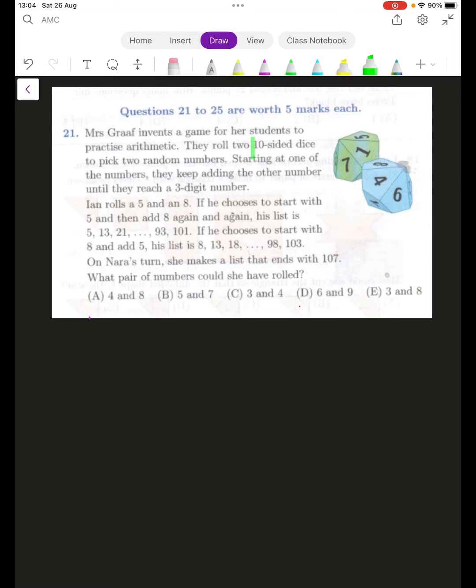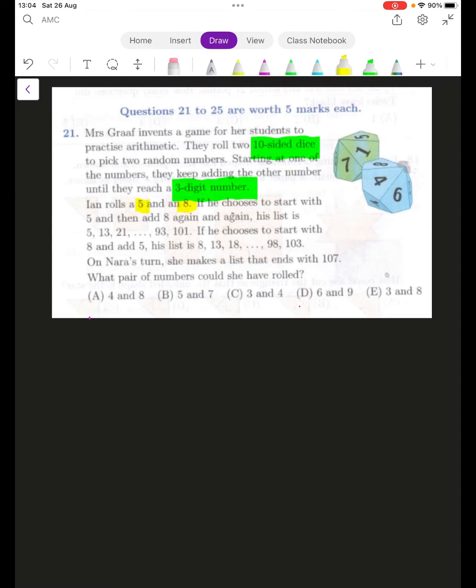Mr. Graff invents a game for her students to practice arithmetic. They roll 2 10-sided dice. I can see there are 2 dice here, and instead of a regular dice which has 6 sides, these dice have 10 sides each. To pick 2 numbers, starting at one of the numbers, they keep adding the other number until they reach a 3-digit number. So they keep playing the game until they reach a 3-digit number, and that is when they stop the game.